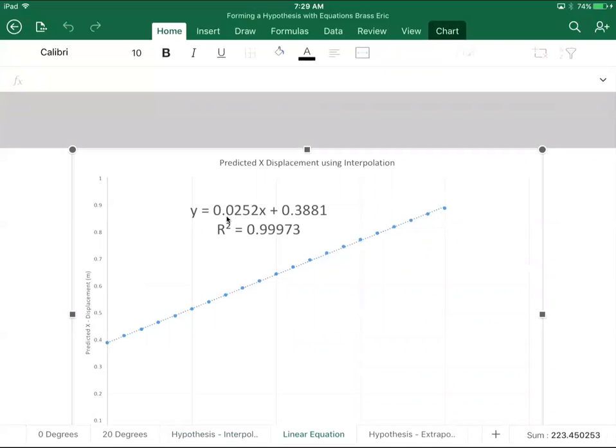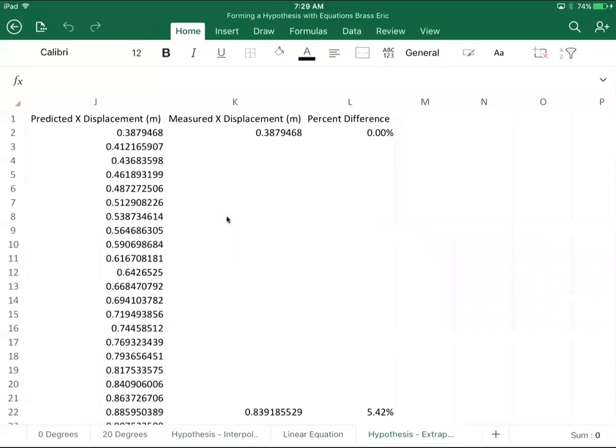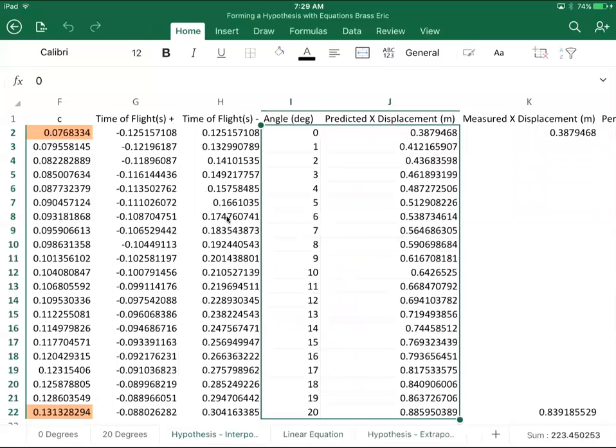And then we have another hypothesis where we're actually extrapolating. So the first one was interpolation, and that's because we know what's happening at 0, and we know what's happening at 20. And so we interpolate in between these. So we have to have 2 known values.